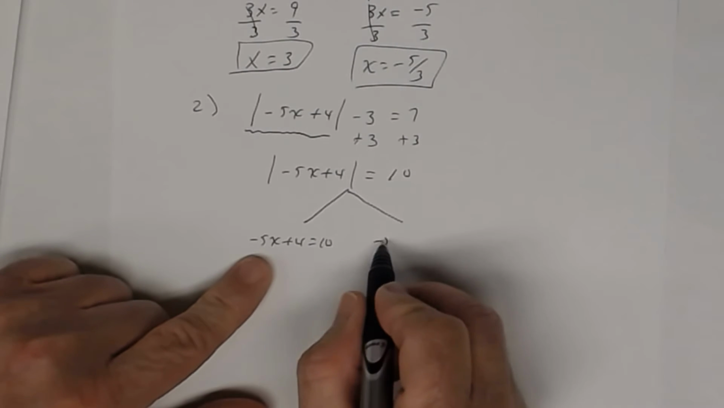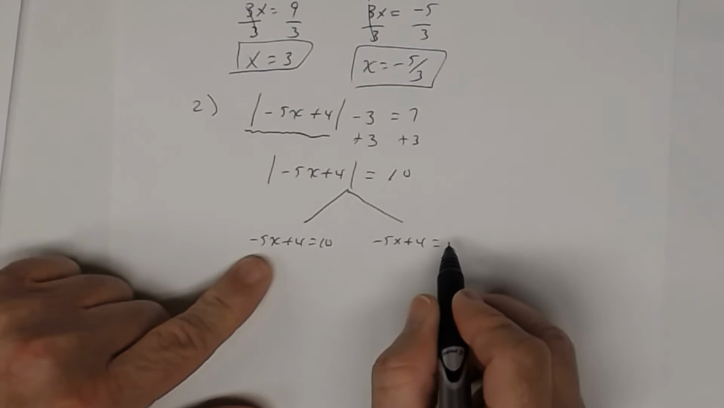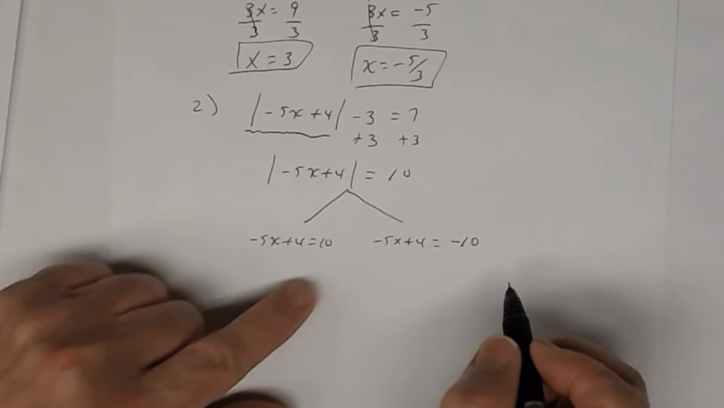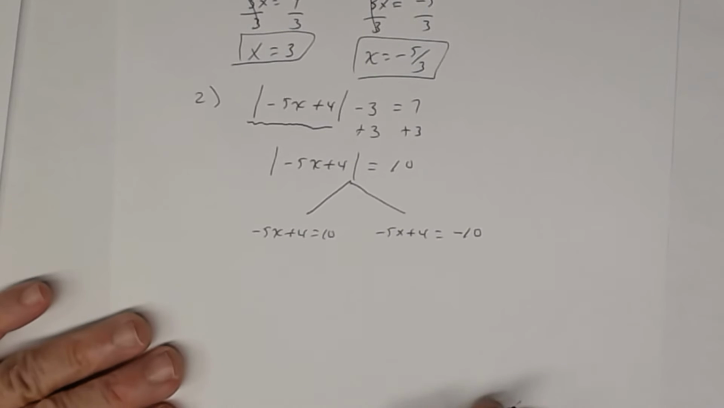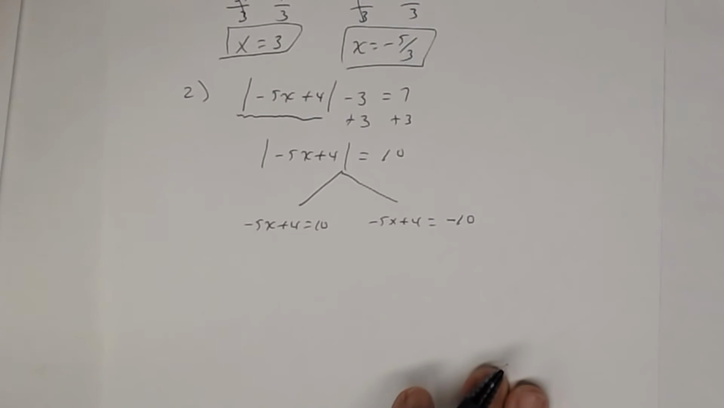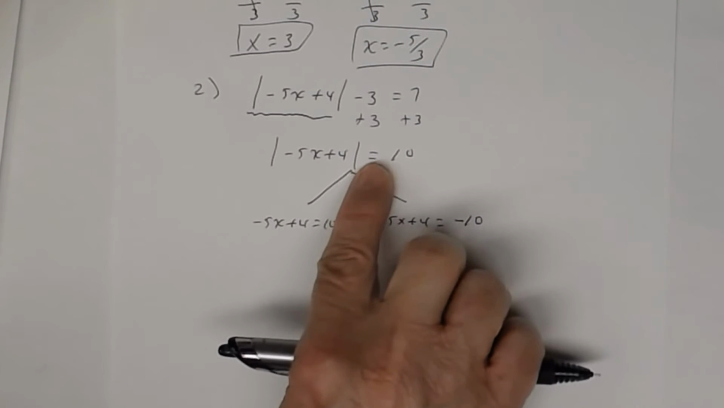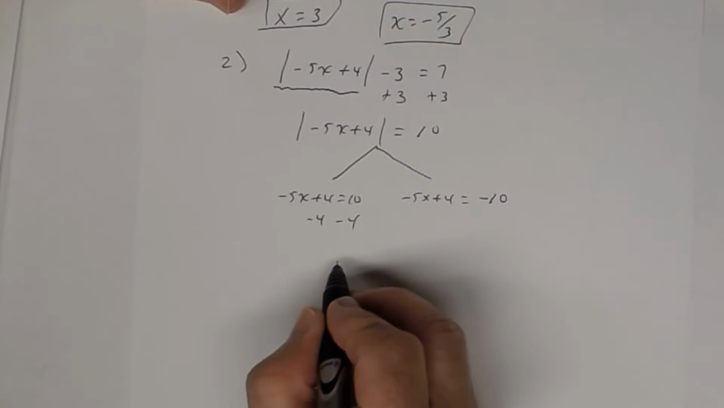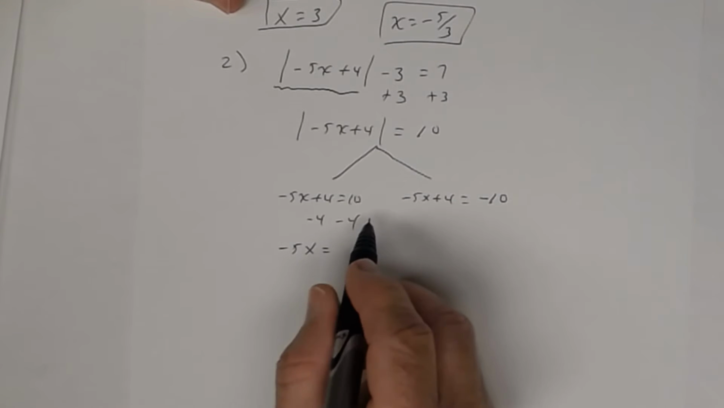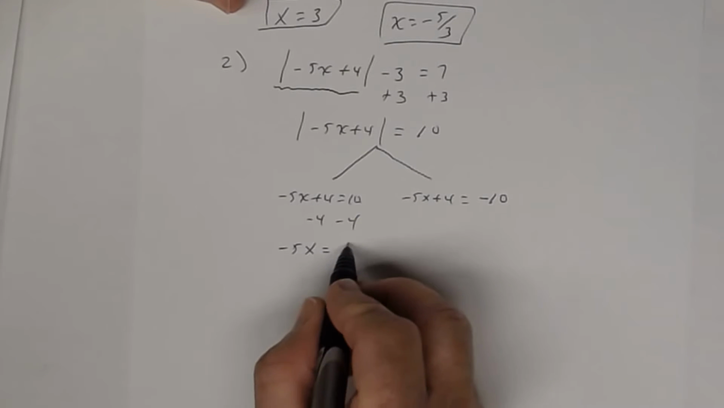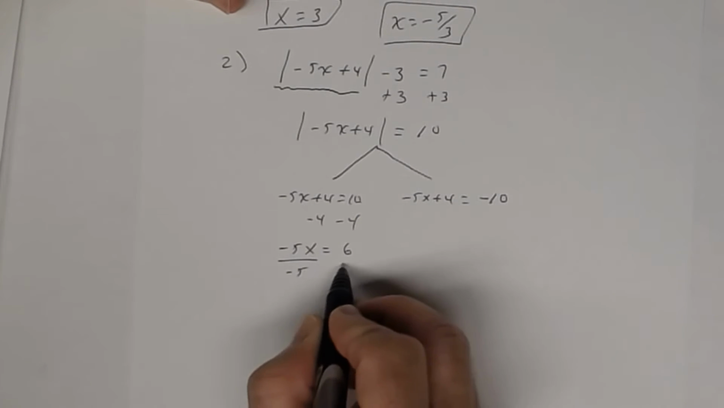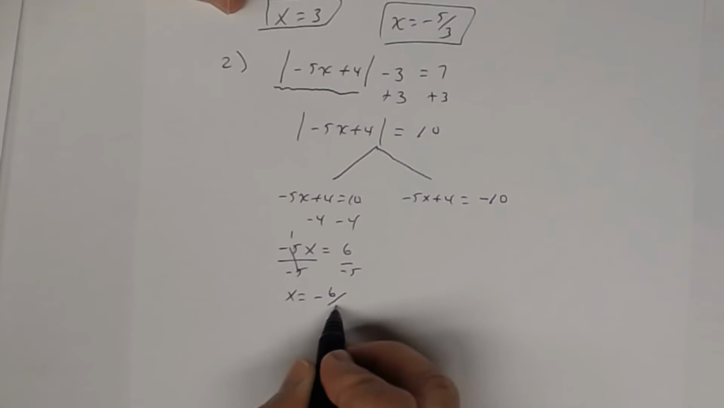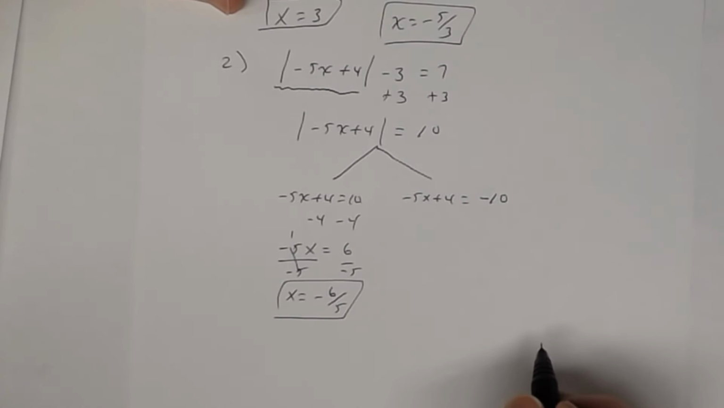And then you're going to say negative 5x plus 4 equals a what? What's going to go here? This is 10. This is going to be what? Negative 10. And those are your 2 equations. So let's go ahead and solve each linear equation. I went from an absolute value equation to 2 linear equations. Let's subtract 4 from both sides. So I get negative 5x equals 10, subtract 4 is 6, divide both sides by negative 5. I get x to be negative 6 fifths. So there's one of your solutions.